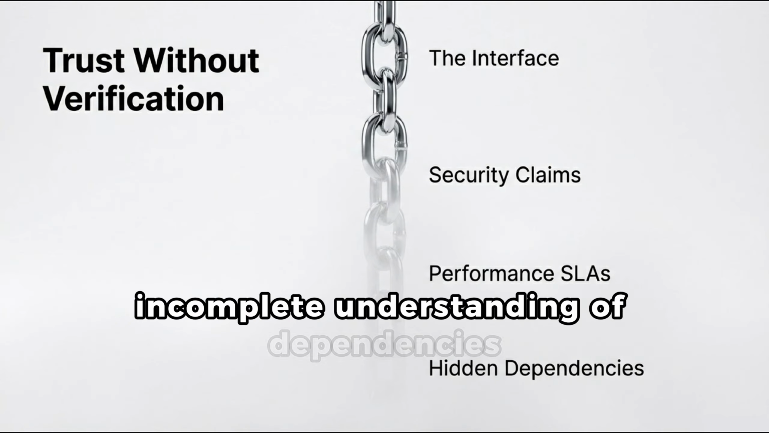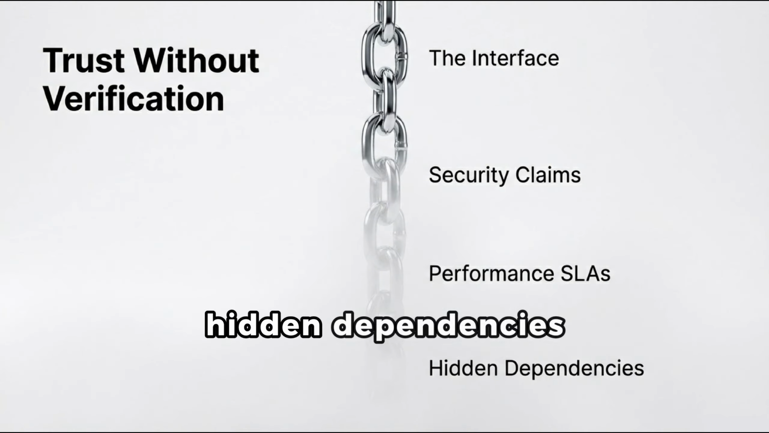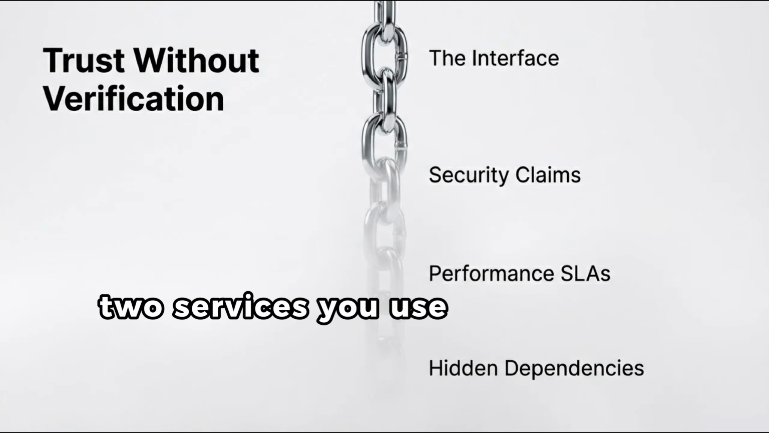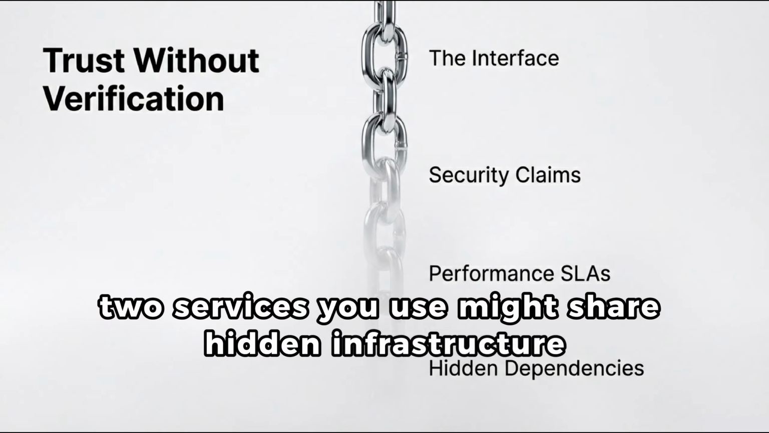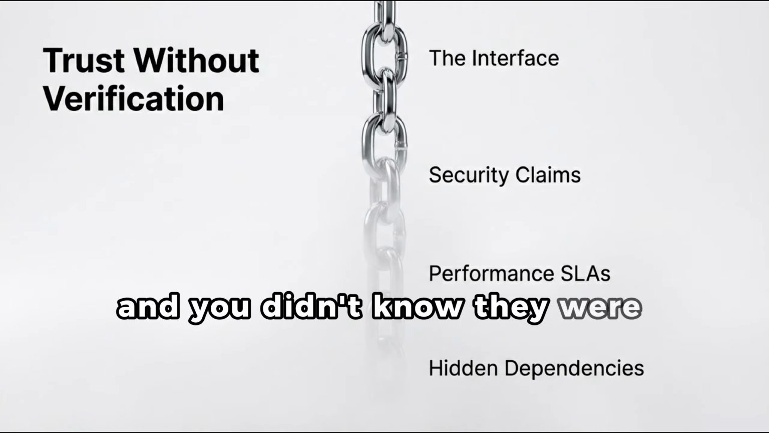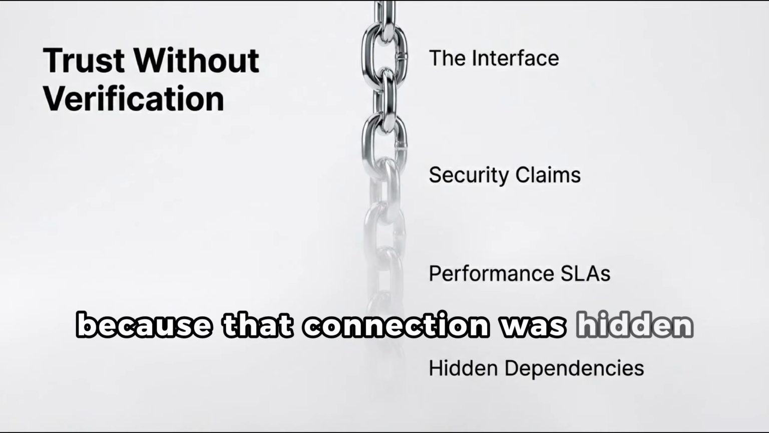Incomplete understanding of dependencies. Hidden dependencies mean you don't know what could break your systems. Two services you use might share hidden infrastructure. An outage in one unexpectedly affects the other, and you didn't know they were connected because that connection was hidden.